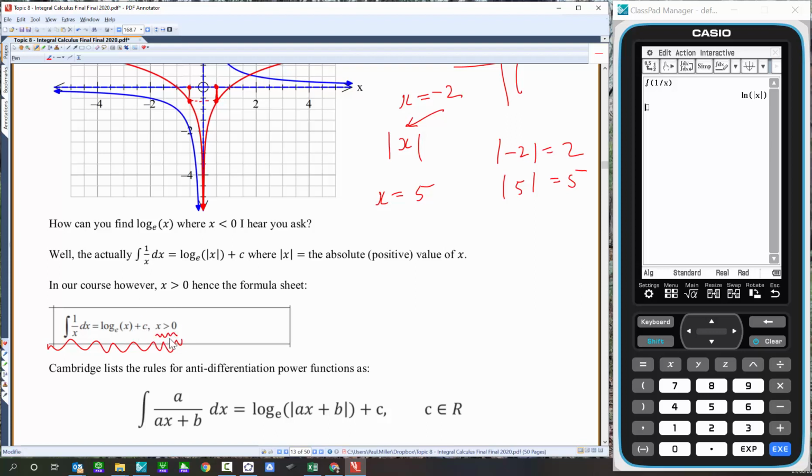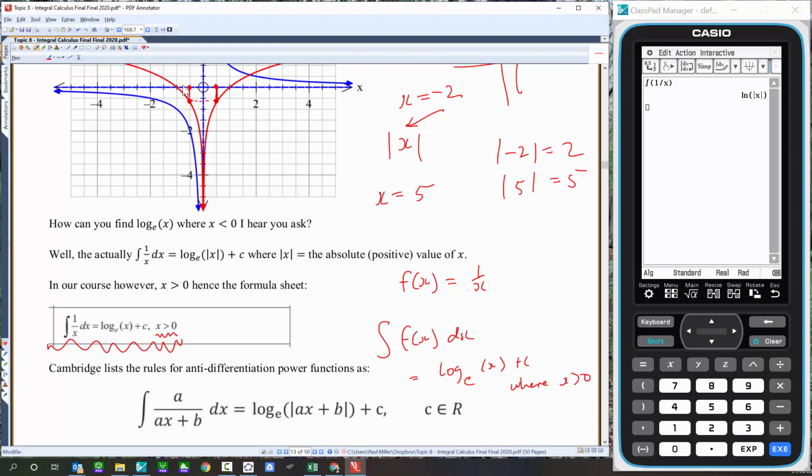And the fact is that in methods, x will always be greater than 0, or will always take this positive side, okay? But let's look at it officially. If I integrate, say my original function was f(x) = 1/x, if I integrate f(x) with respect to the independent variable x, the answer is actually going to be log_e(x) + c, where x > 0. That's just by the formula sheet.